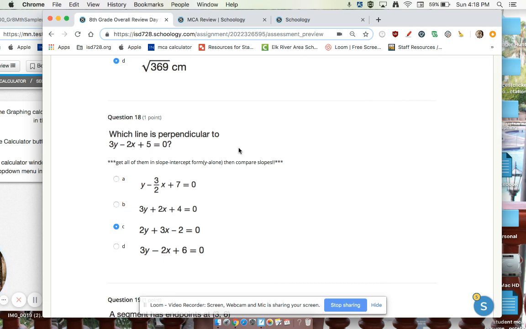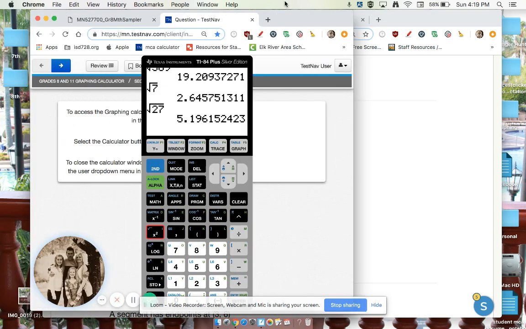Another strategy, if you don't like this, actually, there's no easy way around this one, because you have to get y alone on all of these anyways. If you didn't remember that perpendicular is flip and make the opposite sign, you could graph them. And when you graph them, you would see that they meet at a 90-degree angle.